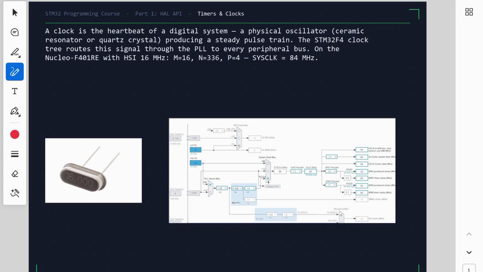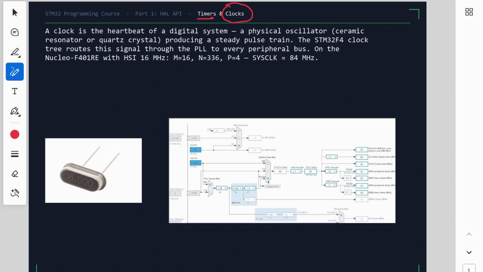Before we switch to timers, the central topic of this chapter, I want to introduce clocks because they're extremely related to each other. So what is a clock? The clock is the heartbeat of a digital system. Everything happening inside the microcontroller is synchronized by the help of the clock.